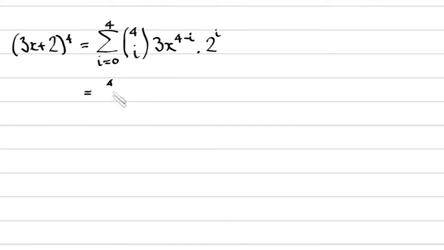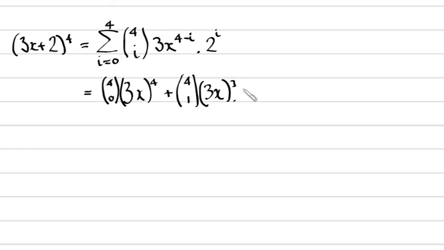So the first term will be where i is equal to 0. So we have 4 choose 0 items times 3x to the 4 minus 0, which is just 4, and times 2 to the i, which is 2 to the 0, which is just 1. Next term, 4 choose 1 times 3x to the power 3. We reduce the power of x by 1, times 2 to the power 1.